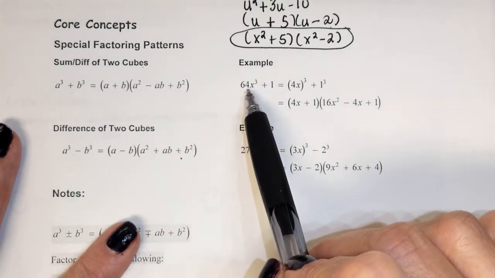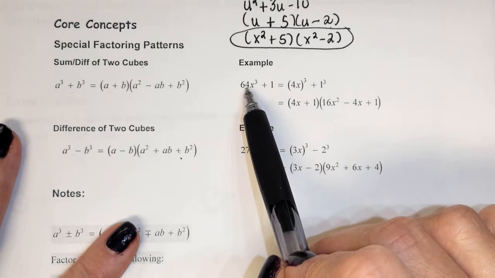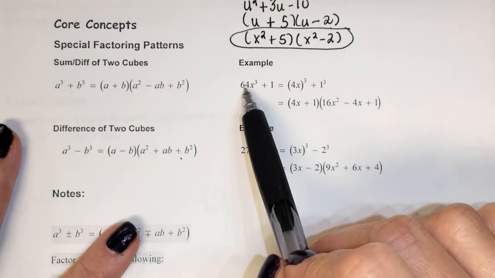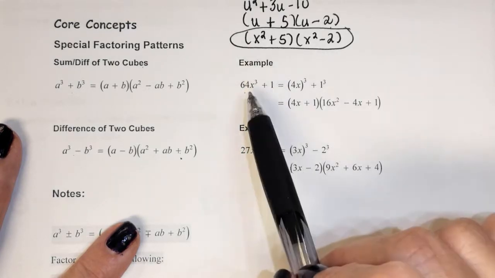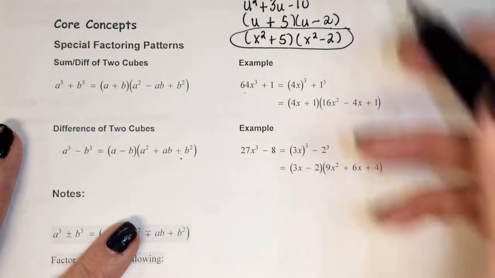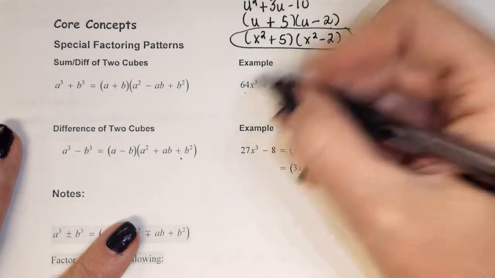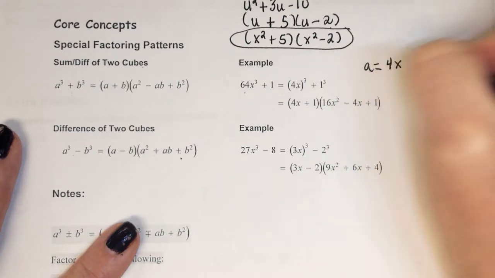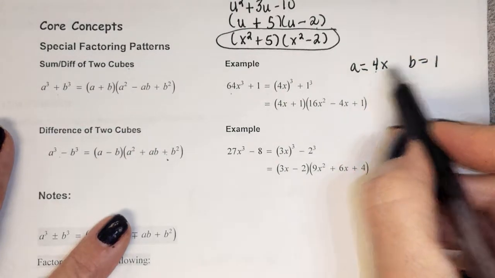Do you know your cubes? Can you tell me what 1 times 1 times 1 is? Obviously. What's 2 cubed? What's 3 cubed? What's 4 cubed? 64. 5 cubed? 10 cubed? Those are the common cubes we're going to see. So in this case then, if this has to be a cubed, what's a in this case? No. What's the cube root? It's 4x, isn't it? And then our b value, what's the cube root of 1? So here would be a, here would be b.